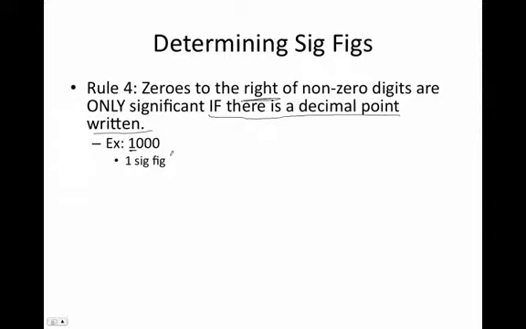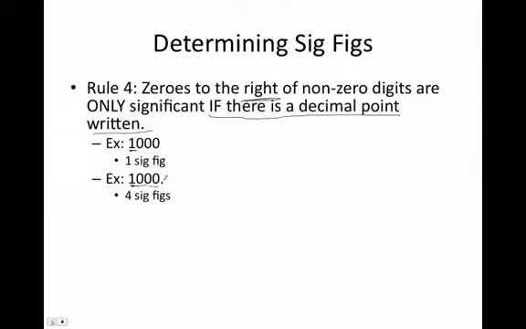In this case here, we have a decimal point written. So we still have our first non-zero here. These zeros are to the right of the last non-zero, but there is a decimal point written right here, which means that these zeros are significant. So let's underline all of them, and that gives me 4 sig figs.